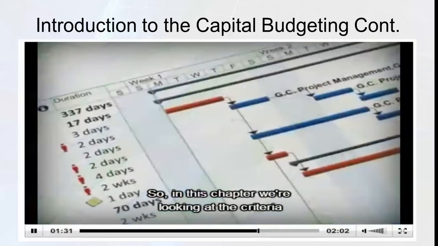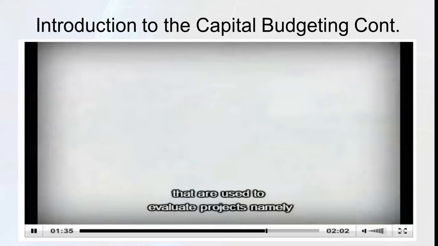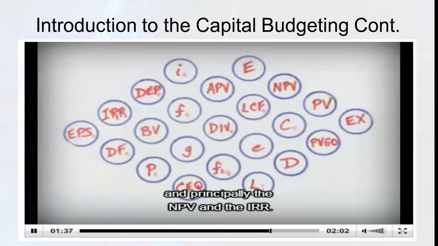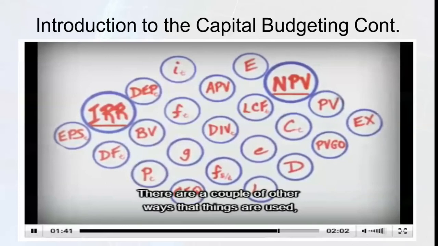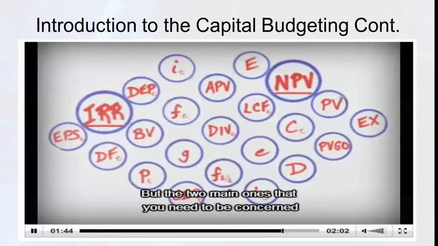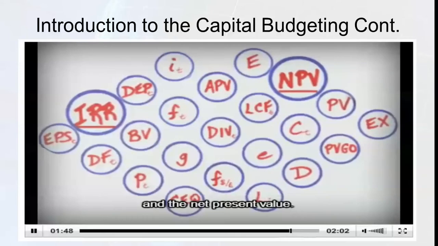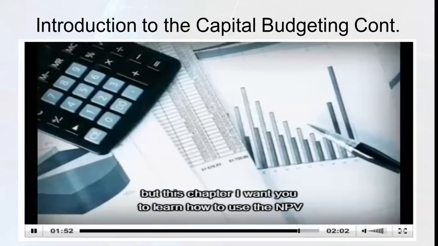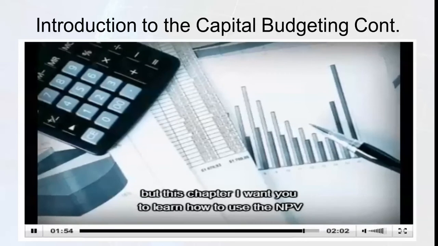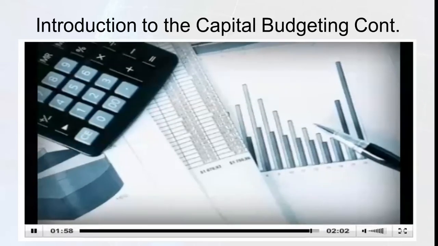So in this chapter, we're looking at the criteria that are used to evaluate projects, namely and principally the NPV and the IRR. There are a couple of other ways that are used, the payback and so on. But the two main ones that you need to be concerned with are going to be the IRR, internal rate of return, and the net present value. We'll go on to use those in subsequent chapters, but in this chapter, I want you to learn how to use the NPV and the IRR, how to calculate them and use them and what they mean.